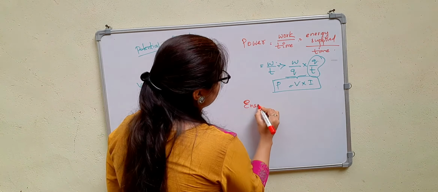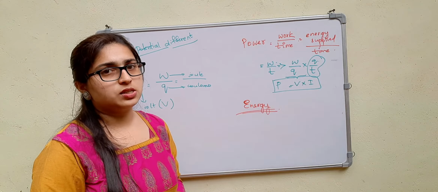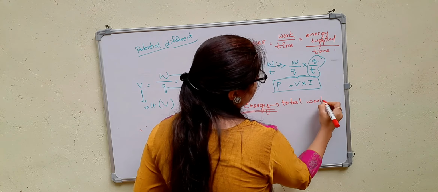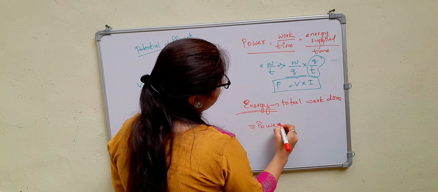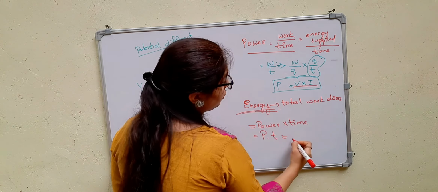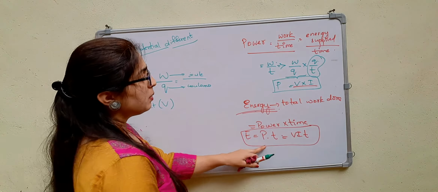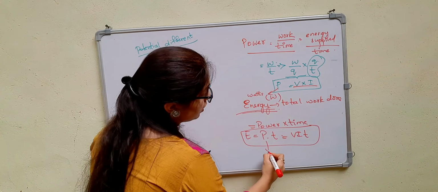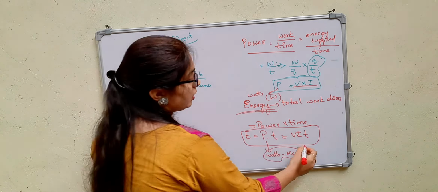Next is energy. See, if your work is done, that means energy is utilized. Okay. So the total work done will be your energy. From this, what I can say is that it is equal to power into time, P into T. You know P is equal to VI, so energy is VIT. What is this? P is nothing but your watt, so this is watt second, or it is also joule.